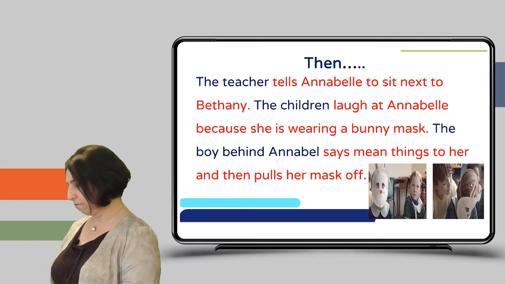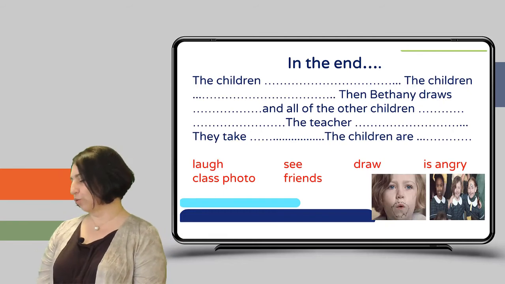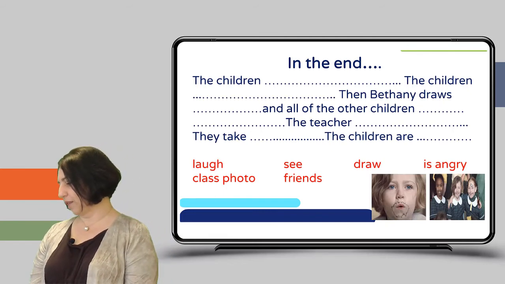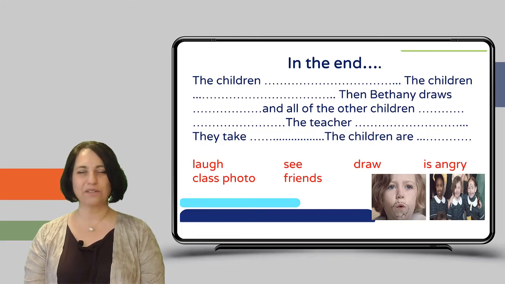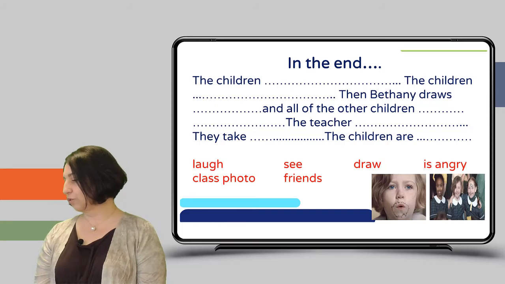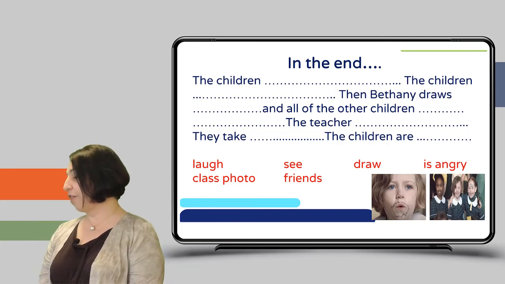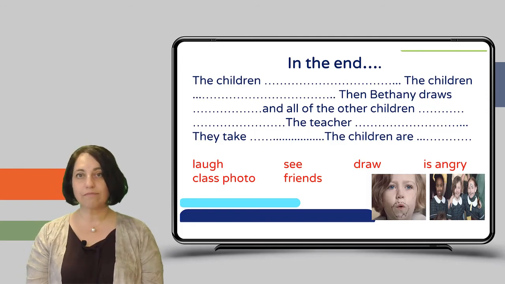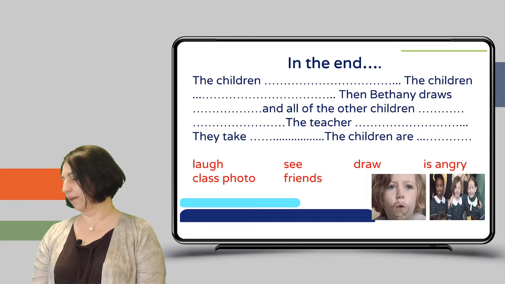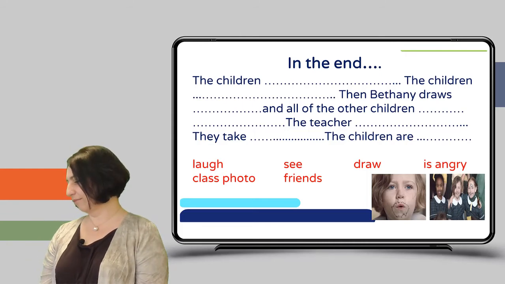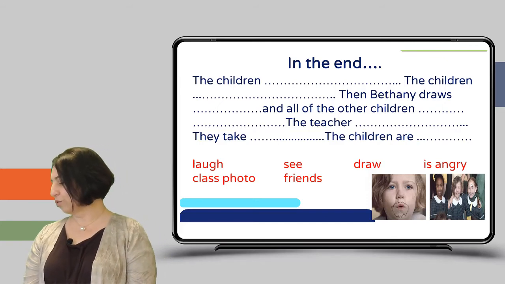Okay? Next. In the end, the children... What do you think happened at the end? You have pictures to remind you and help you. The children, what else did they do? Then Bethany draws, and all of the other children, the teacher, they take, the children are.